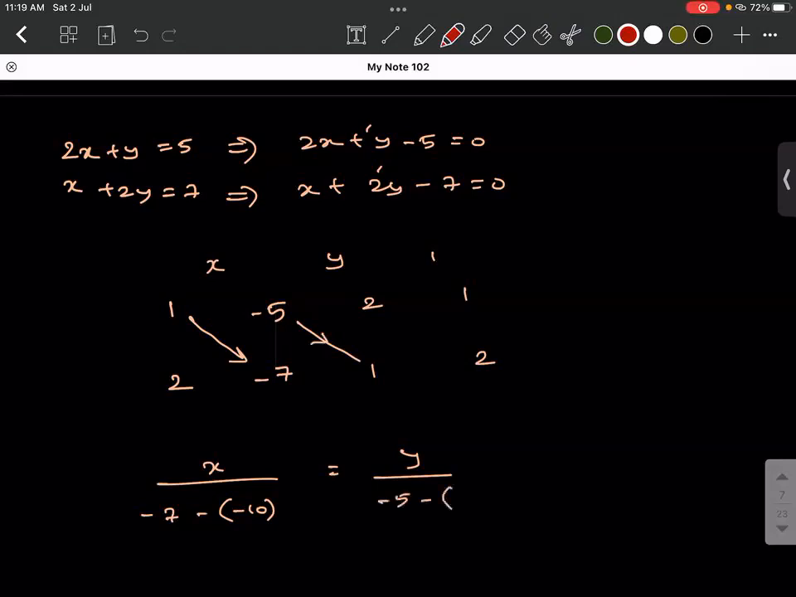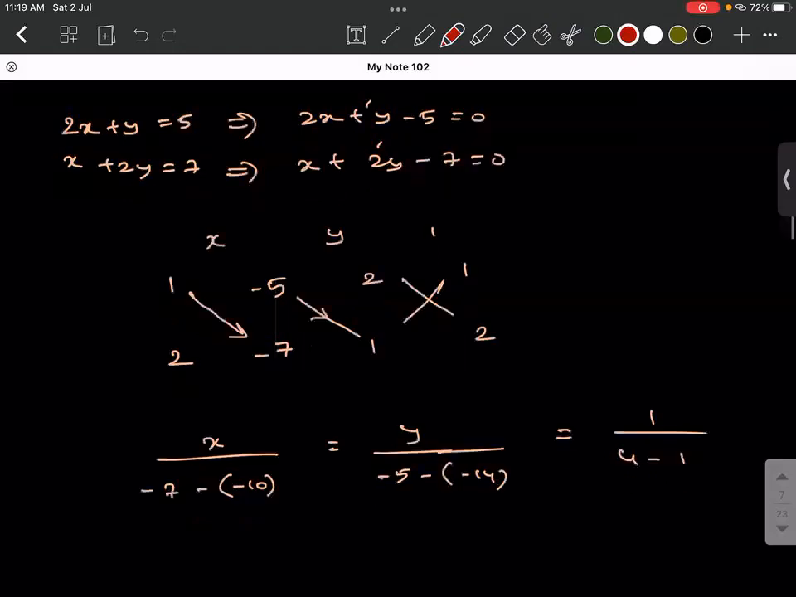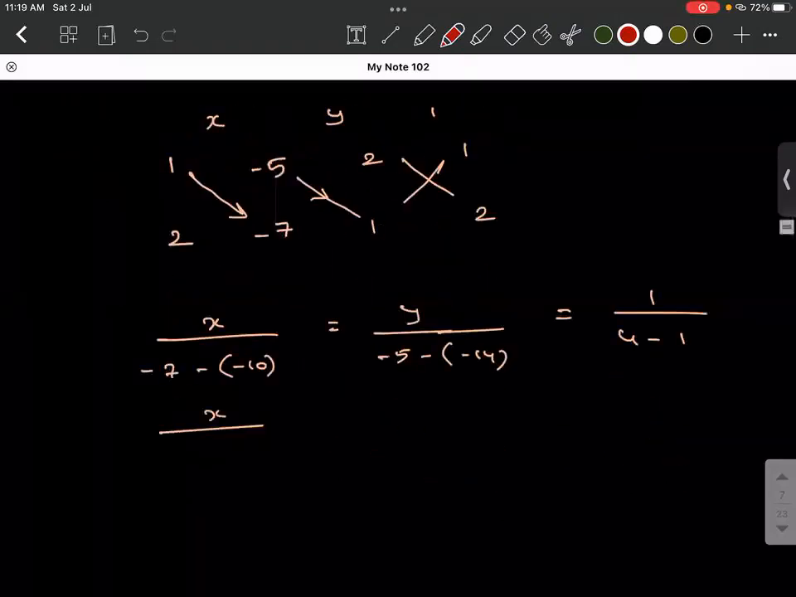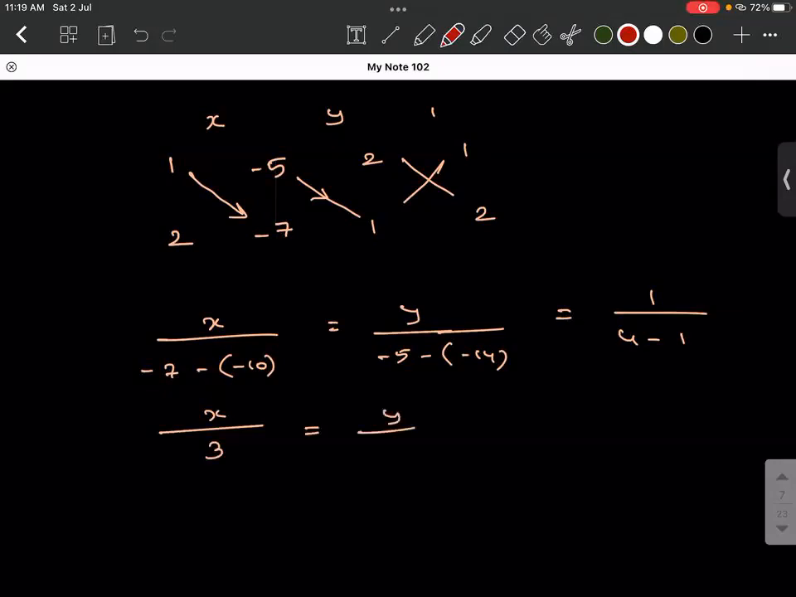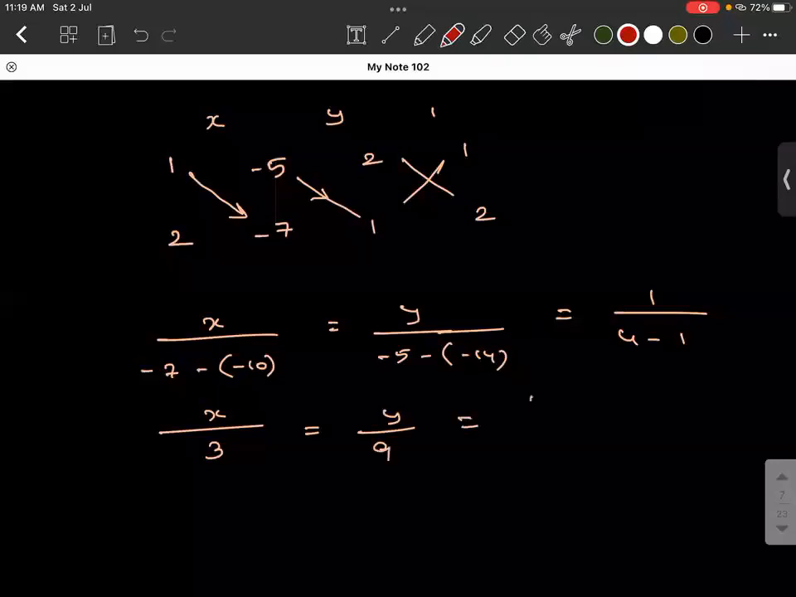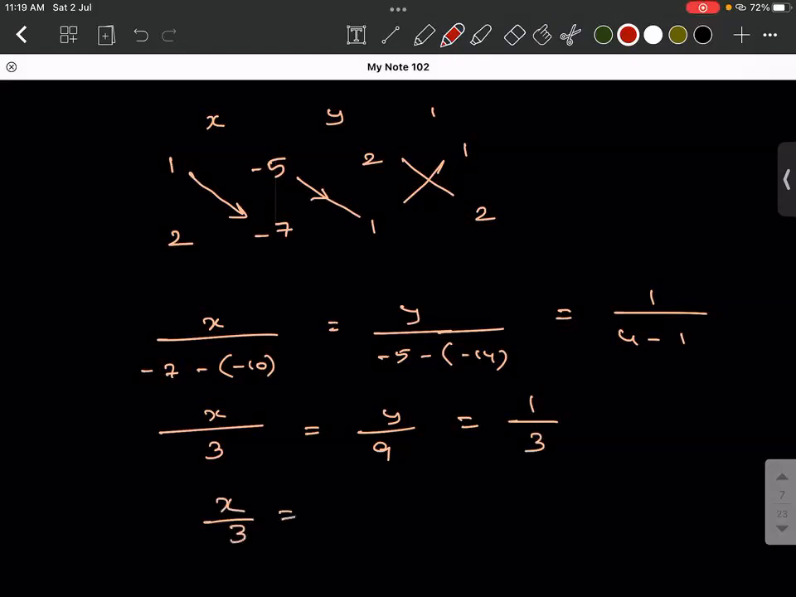minus 5 minus of 1 divided by, so x divided by 10 minus 7 is 3, is equal to y divided by 14 minus 5, is equal to 1 divided by 3. So x by 3 is 1 by 3. So x will be 1.